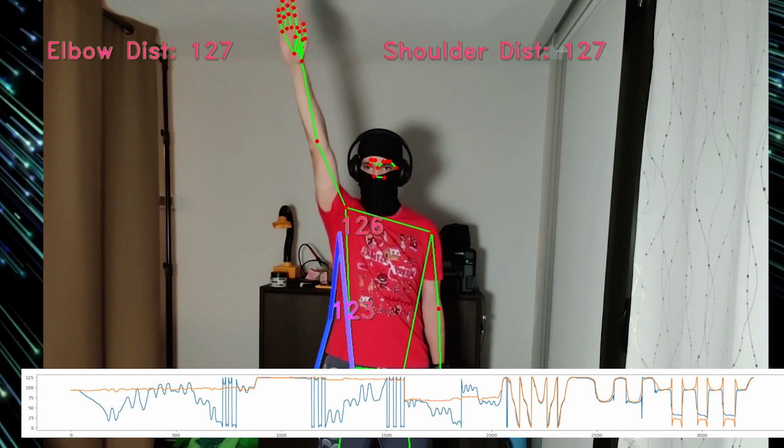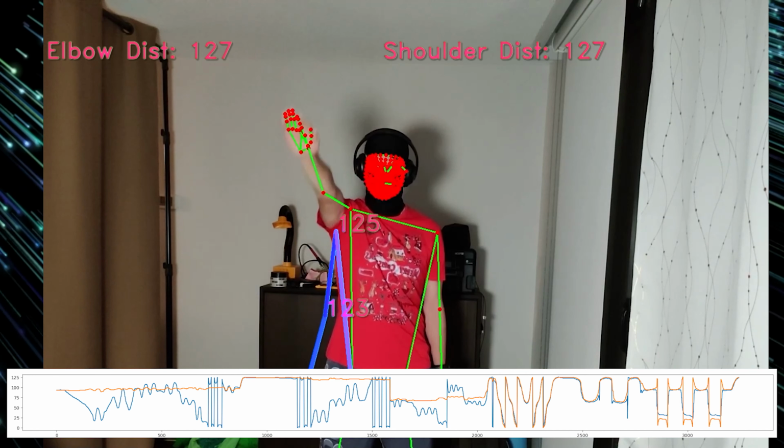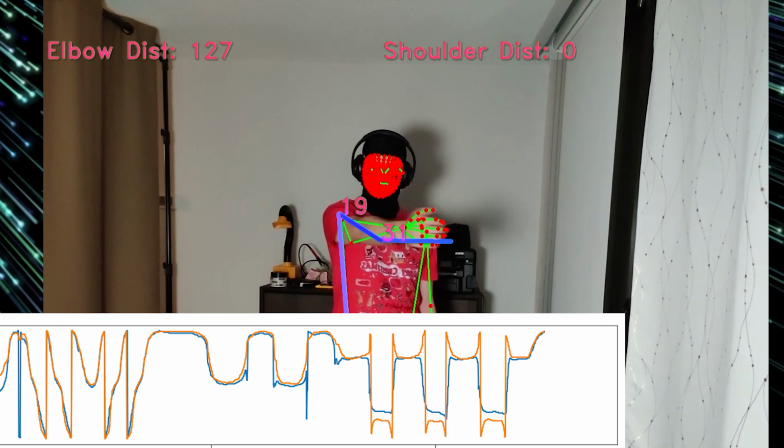Shoulder and elbow are very similar, plus it's easy to detect when our arm is straight. If we look at the graph, we can see that both lines go together when our arm is straight.